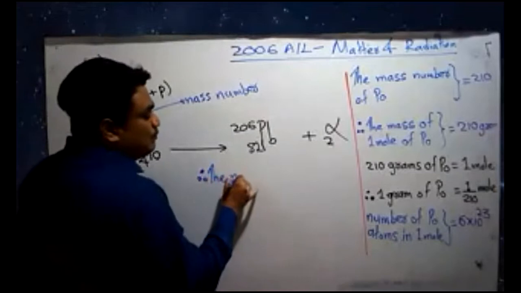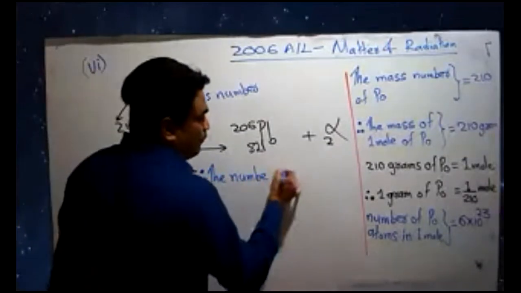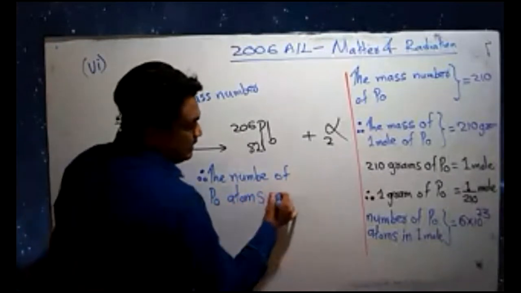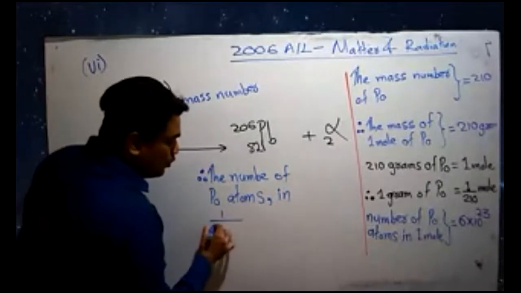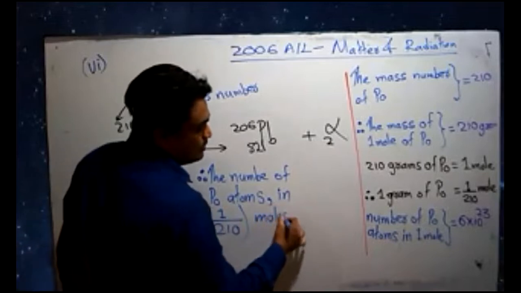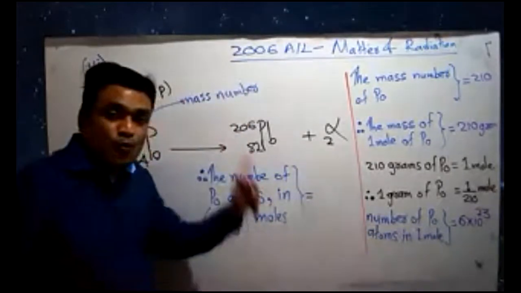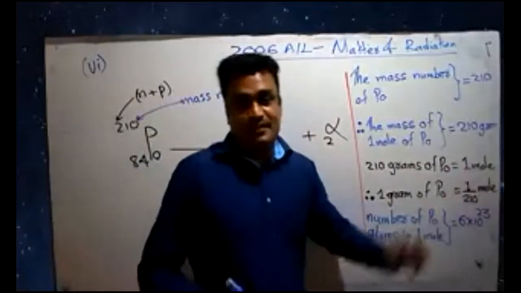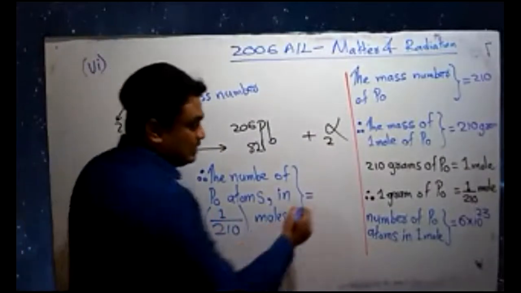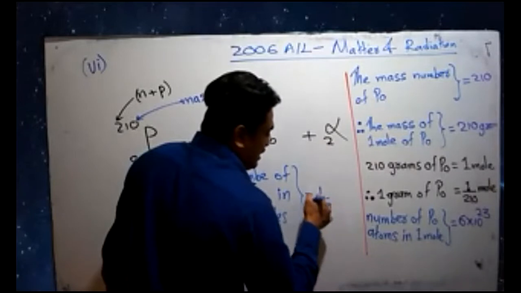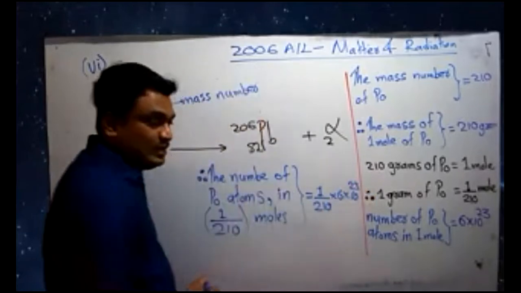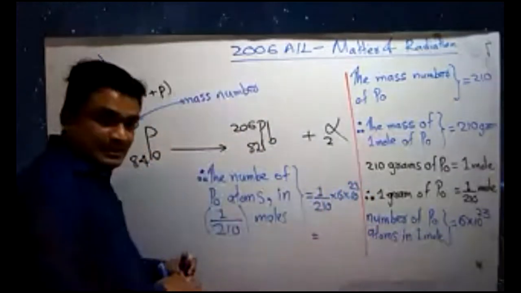Therefore, the number of polonium atoms in 1 over 210 moles. Can you understand it? In 1 mole, we have this many atoms. Therefore, the number of atoms in 1 over 210 moles is 1 over 210 multiplied by 6 into 10 to the power 23. So now we can easily simplify this.